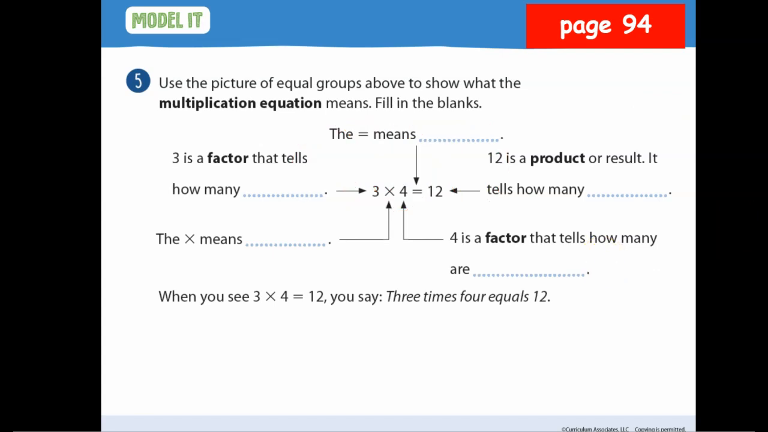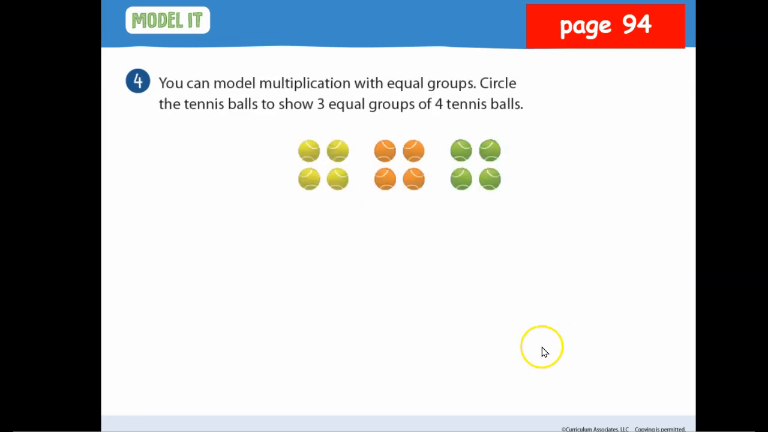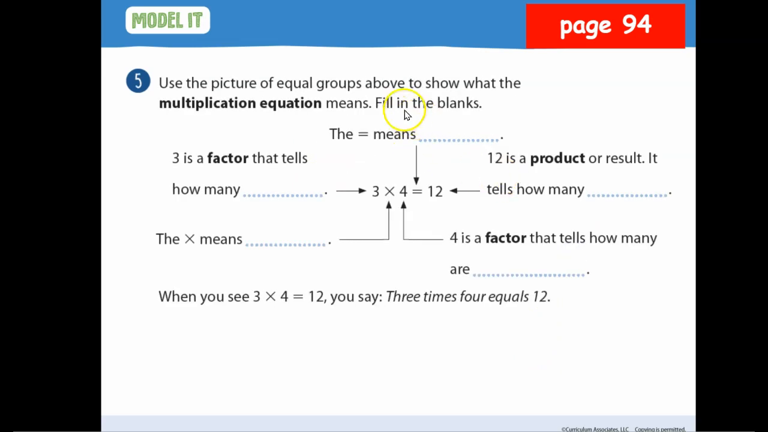All right, let's answer these right here. It says use the picture of equal groups above, which is the previous one. That was this one. To show what the multiplication equation means, it says fill in the blanks. The equal sign means what? In total. Yes, it means total. The equal sign does not mean plus. It means total.